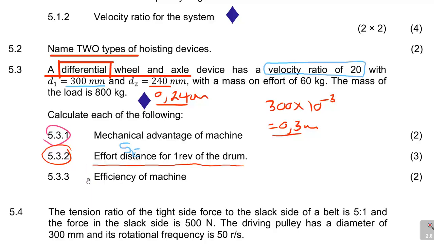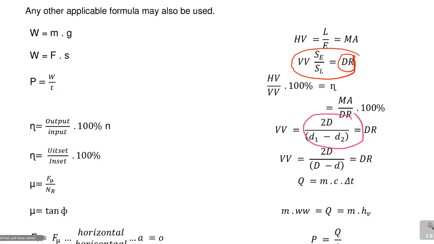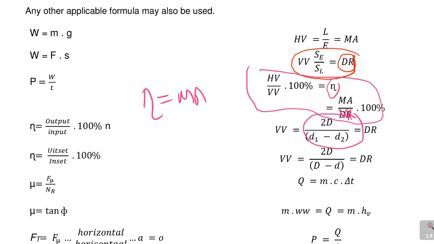So alright, that is the part. And then the next one, 5.3.3, wants us to find the efficiency of the machine. There is a formula for efficiency: HV over VV times 100, where that sign means efficiency. Now efficiency is equal to MA over DR. Remember, DR means velocity ratio. So efficiency is equal to MA over VR times 100. You see that? Where the DR is the VR.